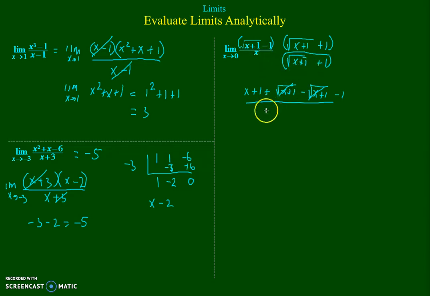And then this times this is simply x times the square root of x plus 1 plus 1. Now as you can see here, this positive 1 and this negative 1 cancel out. So these are going to go away. And now we have x divided by x here. And so this x is going to cancel this x out. So what we have left is 1 over the square root of x plus 1 plus 1.